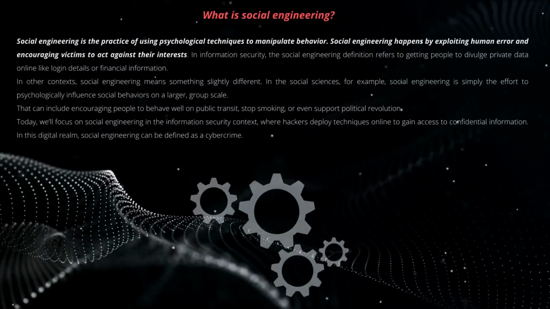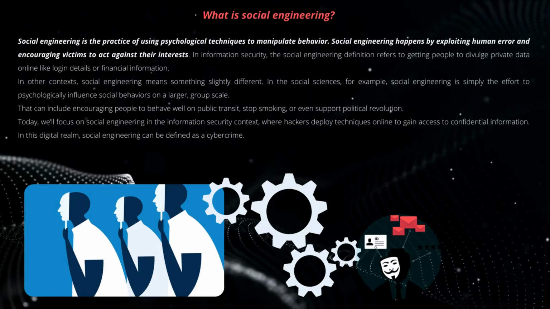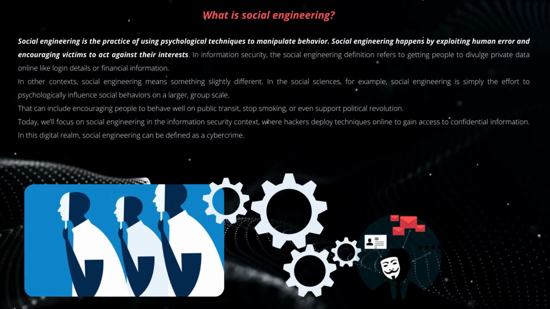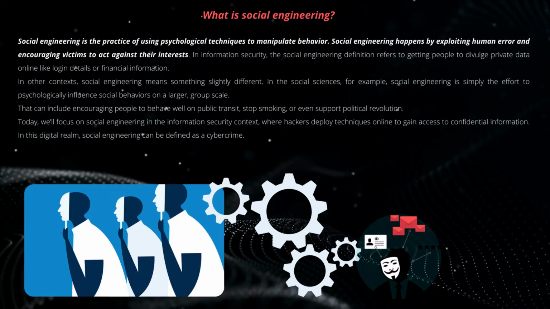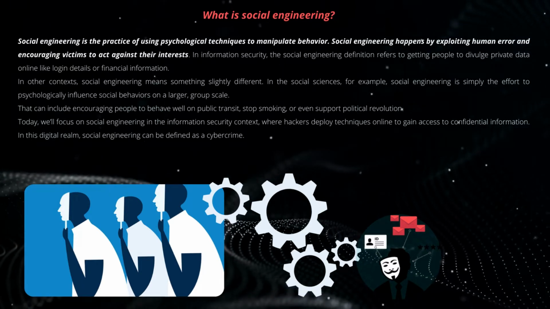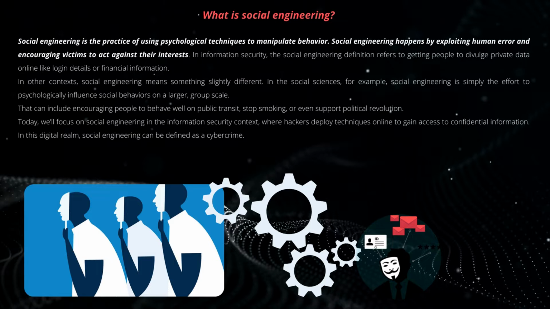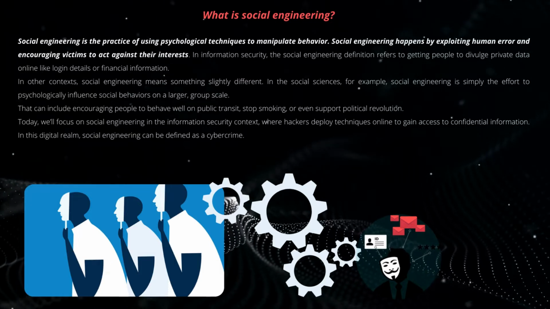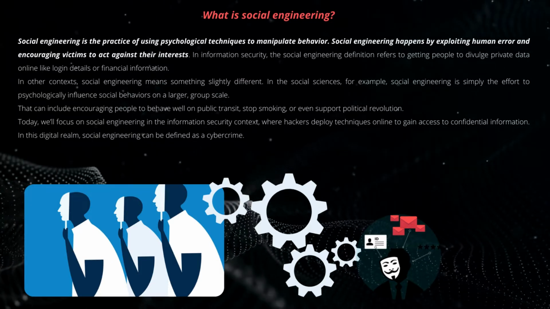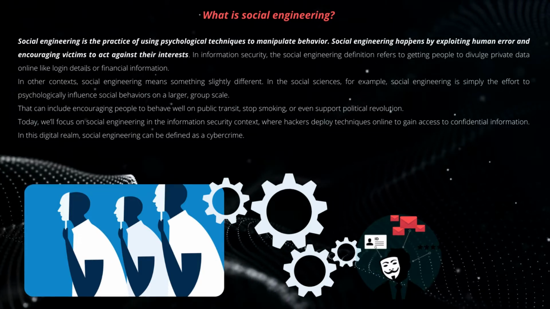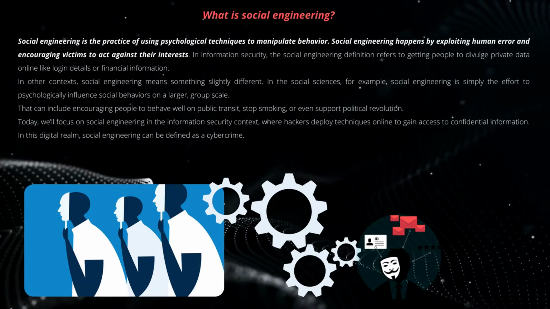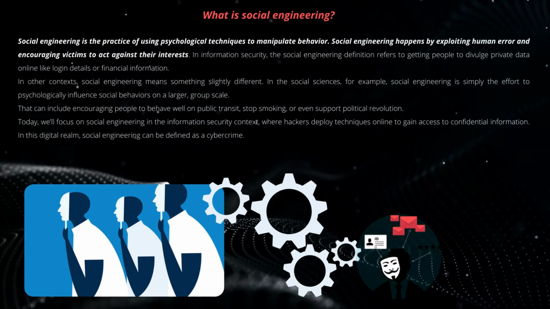Social engineering is the practice of using psychological techniques to manipulate behavior. Social engineering happens by exploiting human error and encouraging victims to act against their interests. In information security, the social engineering definition refers to getting people to divulge private data online, like login details or financial information. In other contexts, social engineering means something slightly different.